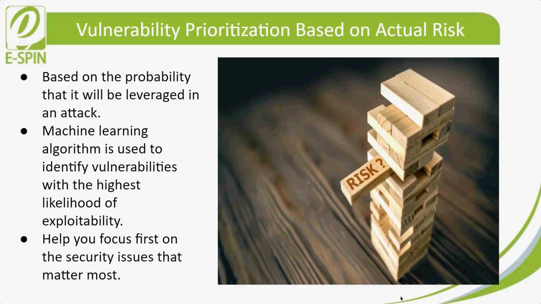Okay, prioritize vulnerabilities based on the probability that they will be leveraged in an attack by combining over 150 data sources, including Tenable and third-party vulnerability and threat data. A proprietary machine learning algorithm is used to identify vulnerabilities with the highest likelihood and exploitability to help users focus first on the security issues that matter most to the organization. Okay, the fifth one is simplified vulnerability management.